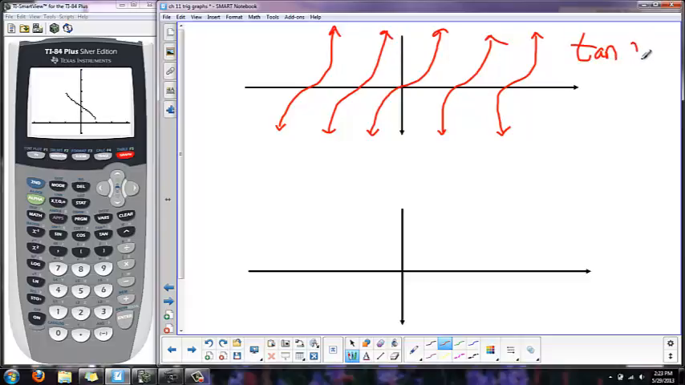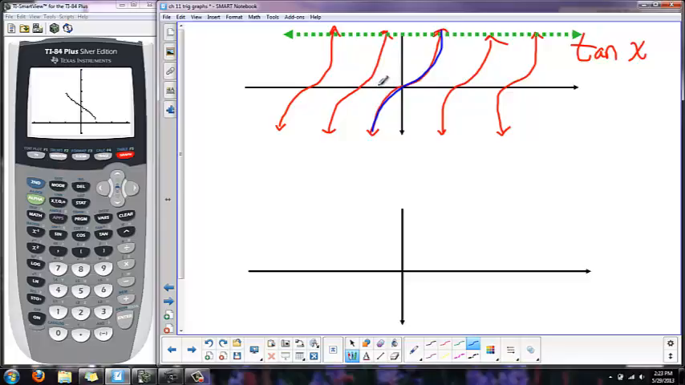So does that mean that there's no inverse of tangent? No, that just means that we have to be slightly more creative. So clearly it fails the horizontal line test. So what we're going to do is restrict the domain yet again, and instead of looking at every single one of these curves, I'm only going to look at one of them. I'm only going to look at this one.